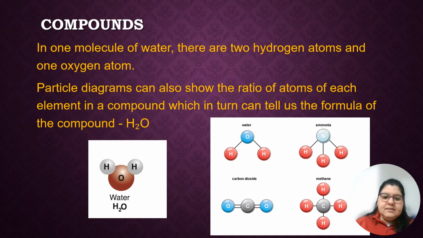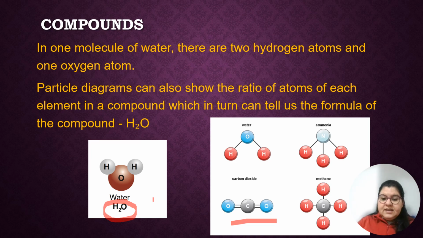Similarly, here you can see the same thing. In one molecule of water, there are two hydrogen atoms and one oxygen atom. Particle diagrams can also show the ratio of atoms of each element in a compound, which in turn can tell us the formula. So the formula of water is, very good, H2O. Similarly, can you tell me the formula of these compounds in the image?